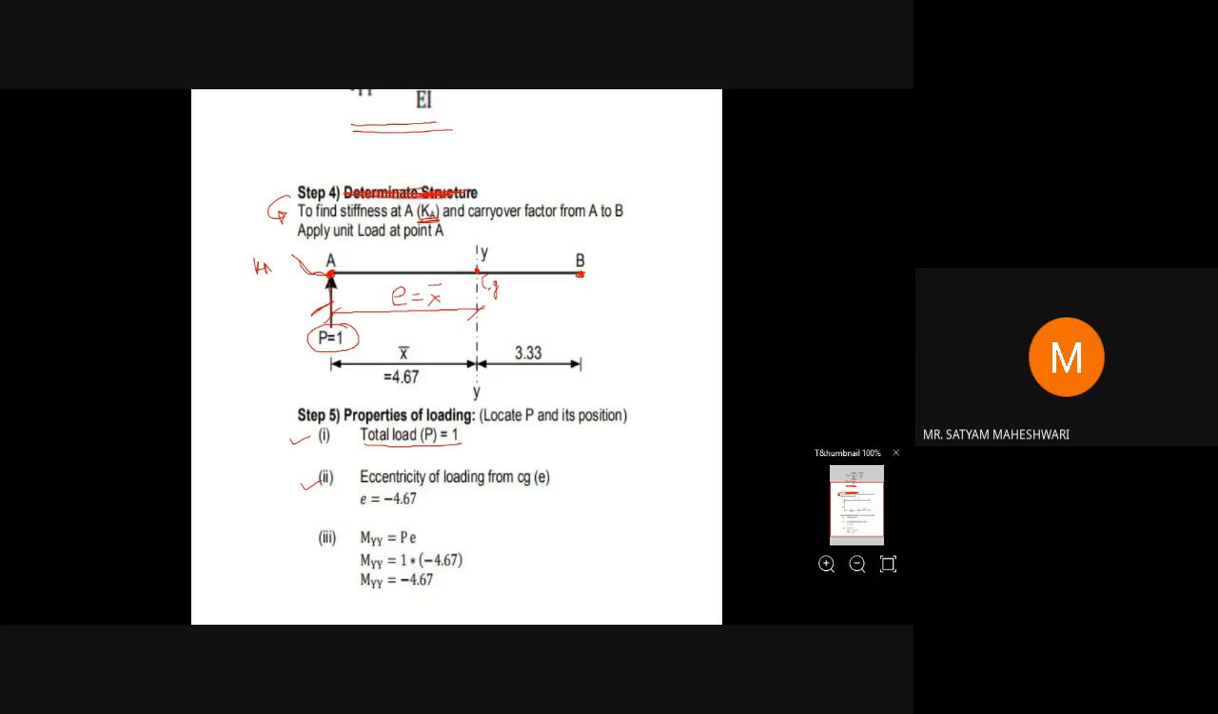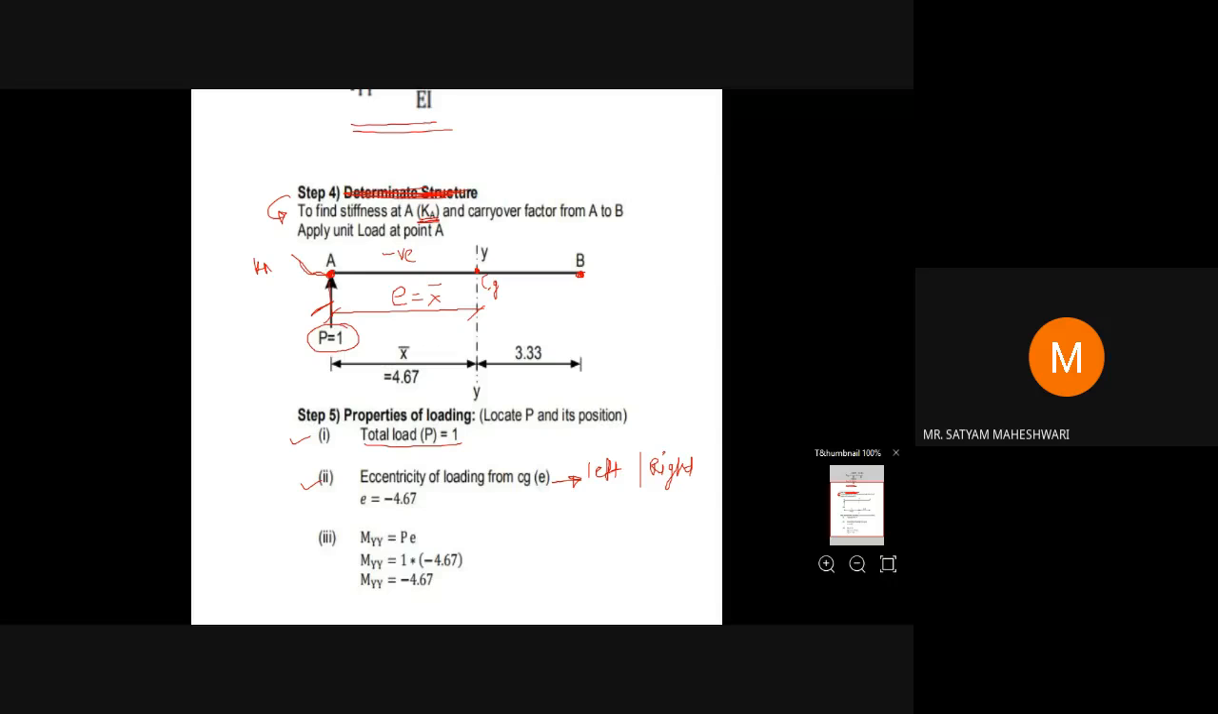Okay, so how much is it? The eccentricity of loading E is equal to minus 4.67, which is nothing but X bar. But why is it minus? Because point A is located to the left. Whenever we are calculating the eccentricity, the sign convention will be left and right. These sign conventions you have to follow.